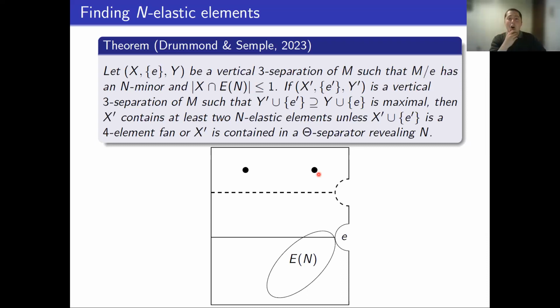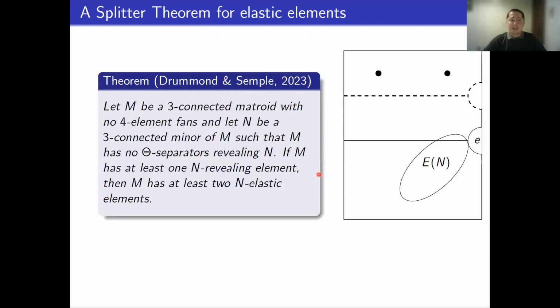So this is the N analog of that vertical lemma we were talking about in the wheels and whirls. Neat, right? And it doesn't take too much work after the initial theorem. So this has fallen out. We just apply it. This only takes a couple of lines. There's a little bit of quirky stuff that happens, but we get this, which is our splitter theorem. M is a 3-connected matroid, no fans, and N is a 3-connected minor of M, such that M has no theta separators revealing N. There's our N revealing theta separators out of the way. Then, if M has at least one N revealing element, then M has at least 2 N elastic elements.